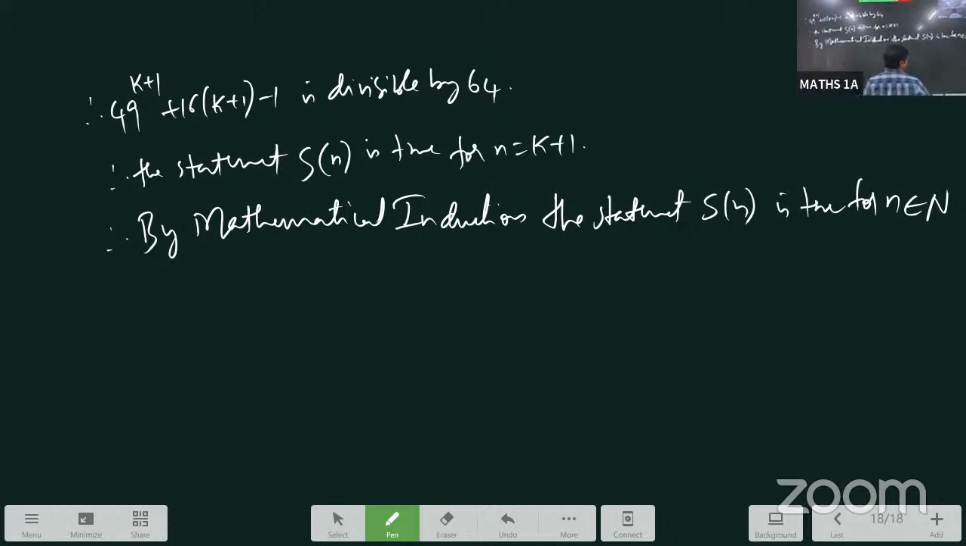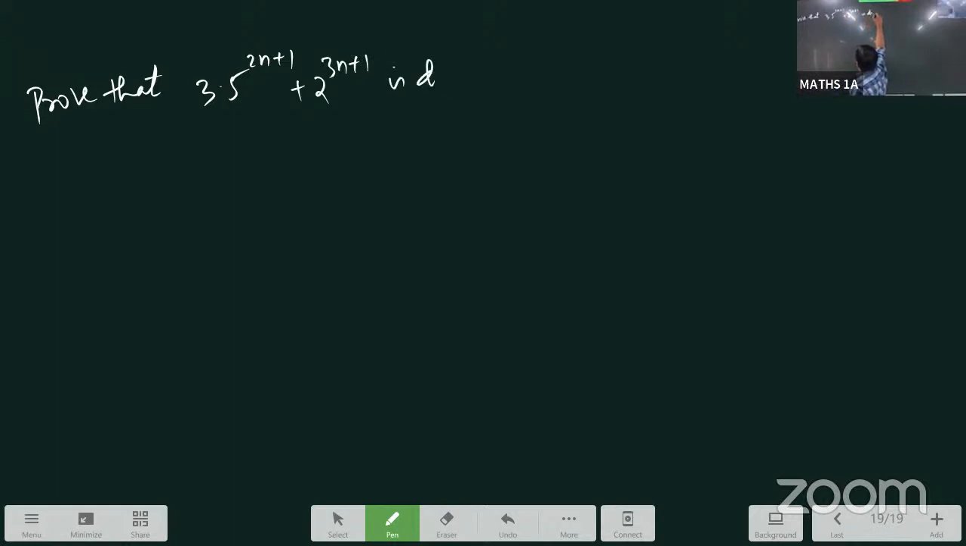There is one more divisibility sum. Let us do that also. Prove that 3 into 5 to the power 2n plus 1, plus 2 to the power 3n plus 1, is divisible by 17. We have to prove this by mathematical induction. Is it clear?